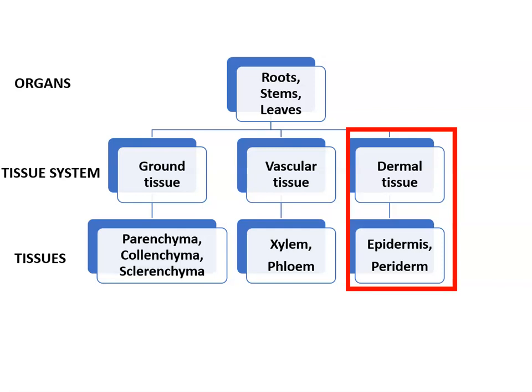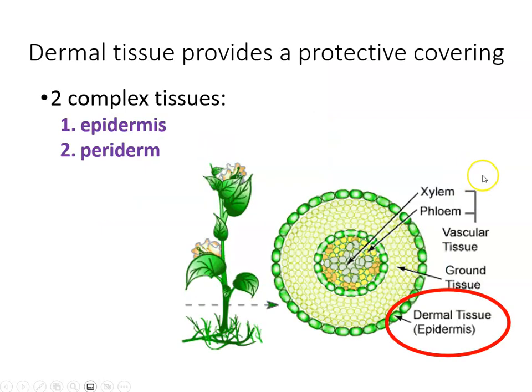Okay, in this lesson we're going to focus on a topic also from chapter 28, specifically the dermal tissue system, which is comprised of epidermis and periderm. And recall that the organs of the plant, roots, stems, and leaves, contain dermal tissue in addition to the other types of tissues that we've talked about, ground tissue and vascular tissue systems. The purpose of dermal tissue is to provide a protective covering for the parts of the plant, including the roots, stems, and leaves.